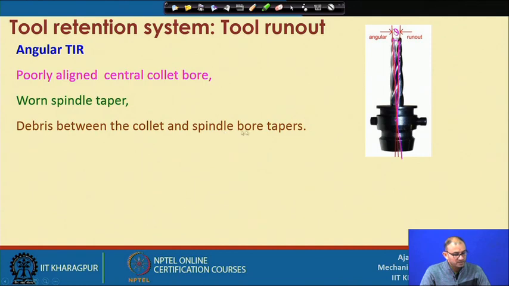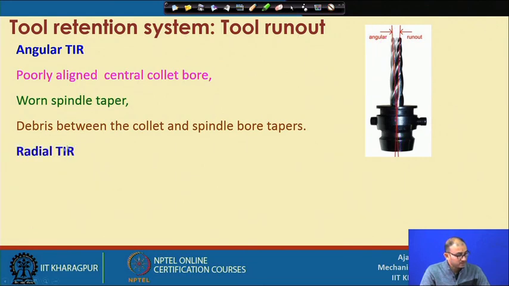Debris between the collet and the spindle bore taper is another cause. If some debris is there, you will not get full contact around the taper, and because of that you will get this misalignment. So when you do machining with this type of setup, what is going to happen? Instead of a circular part, you will get some type of oval geometry. And before you get an oval shape, there is a very high chance that your tool will break, because at one location it is getting more stress compared to the other location.